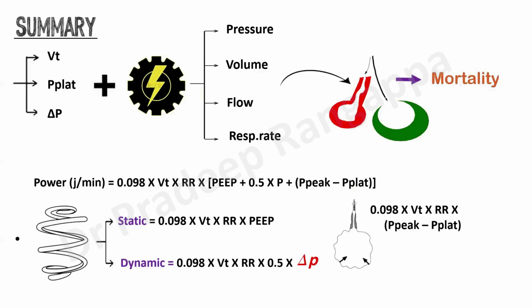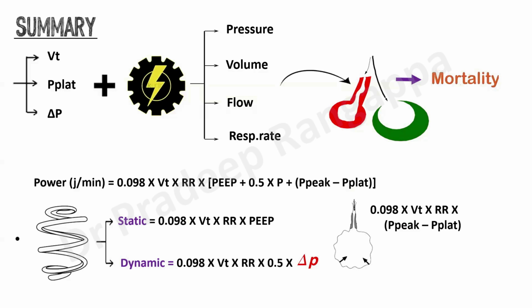So the power calculation, for all my training, simplistically, you can remember there are three components. There is an elastic static component, an elastic dynamic component, and a resistive component. You have to only remember three variables in this: 0.098 into tidal volume into respiratory rate. The last variable you have to change into peak pressure minus half of the driving pressure, into P peak minus P flat. If you remember this much as a conceptual understanding, it's not only a conceptual understanding, it has a practical bearing. So from now on, we have to look at mechanical power in all our ARDS patients.